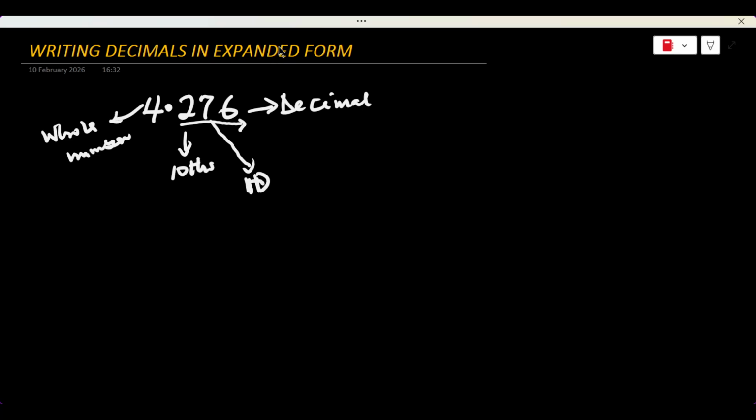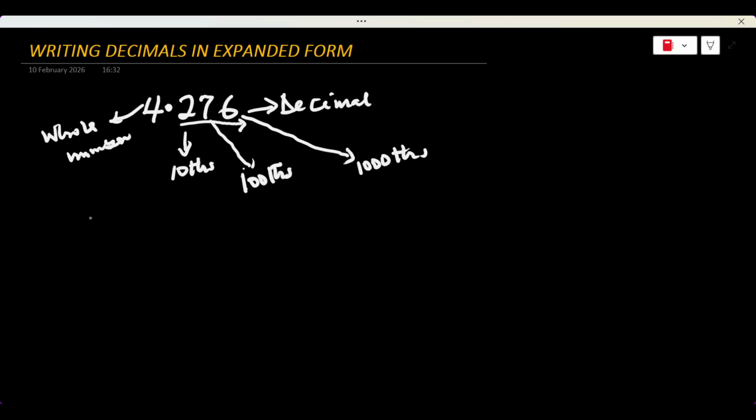So let me write it in numbers. So we have the hundredths. And then we have the thousandths. All right. So these are the place values of this particular digit. Now, how do we write these particular values in numbers? These are in words: tenths, hundredths, thousandths. So how are we going to write it in numbers? That is exactly what we are coming to do. And that is exactly what we mean by writing decimals in expanded form.